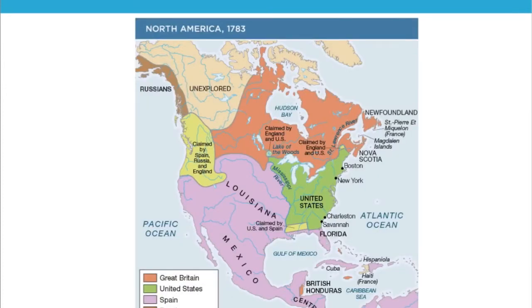So at the end of the American Revolution, this map shows the outlines of the United States. The United States went to the Mississippi River and then up north, and it was bordered by the British in Canada on the north and by the Spanish in Florida on the south. In the next chapter, you'll be reading about the debates over the creation of the new nation.